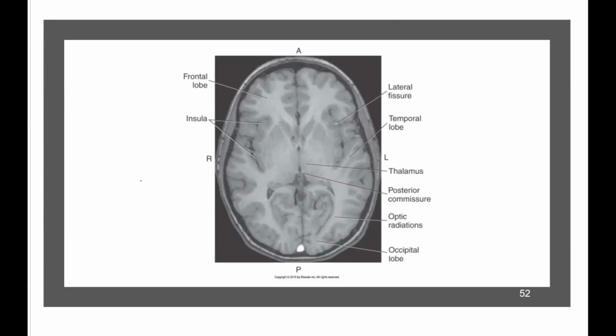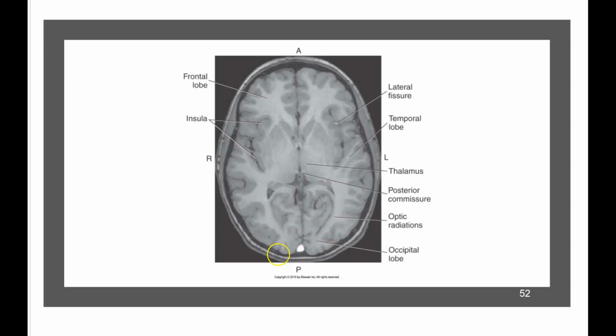Okay, so this is the T1. You can see our lateral fissure with our insula. We have the temporal lobe on both sides. So here is our thalamus. So this is our anterior, that's our posterior commissure, and our third ventricle runs right in the middle. This right here is our pineal gland. This is our occipital horn of our lateral ventricle.